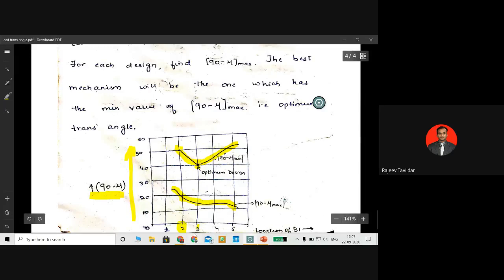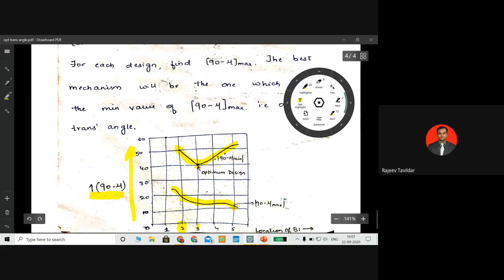Now, once this chart is created, all I have to do is go on plotting the values of 90 minus mu min and 90 minus mu max for each and every curve. So for curve 1, I have not plotted here. Let me start with curve number 2. For curve number 2, you are going to get the first mark over here, 90 minus mu max. I'm going to get it as say 18 degrees. So I'm going to mark it over here. Say for the same curve number 2, 90 minus mu min, I'm going to get it as 50 degrees. So I'm going to mark it over here.